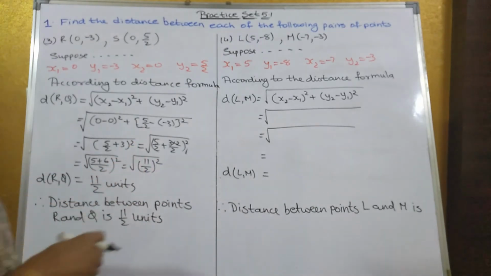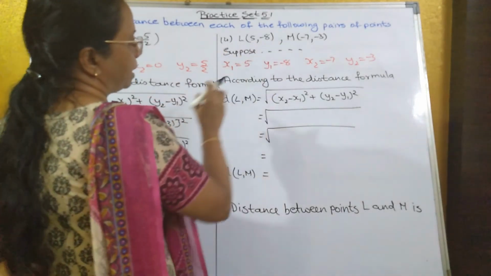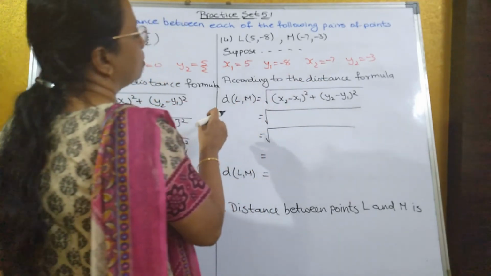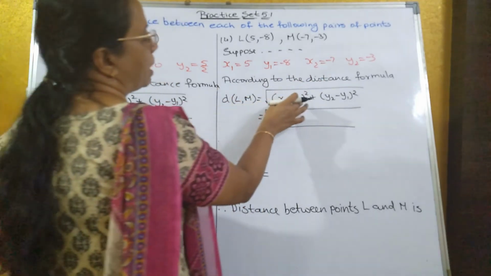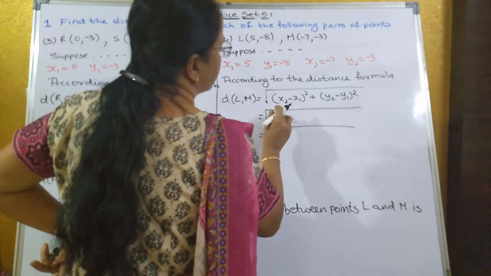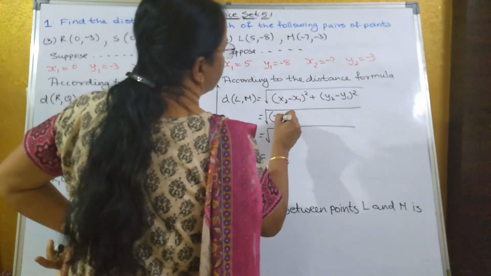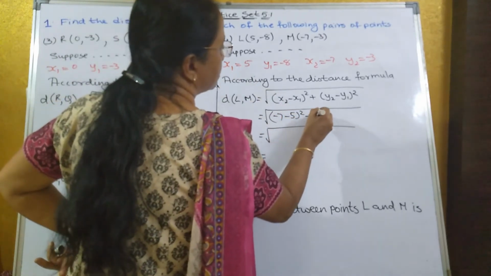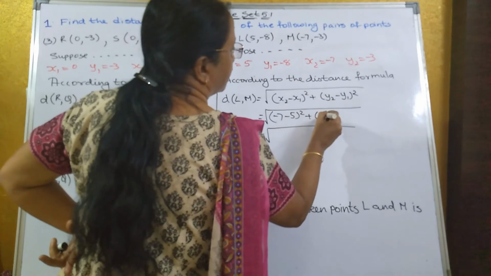11 upon 2. Now next one, first step, write it as it is. Then x1, y1, x2, y2 you write down. Then according to the distance formula, write down the formula. So what you will get? x2 is what? Minus 7. x1 is 5. So minus 5 the whole square plus y2 is minus 3.